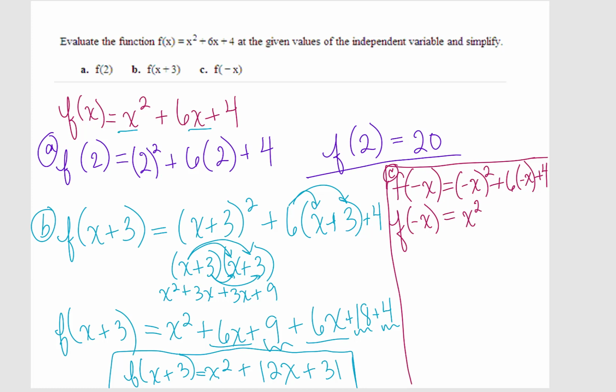I definitely would make sure that when you're plugging values in for your x in a function that you put it in parentheses. It's just a good habit to have, especially when you have these negatives. Okay, positive 6 times negative x is negative 6x, and then plus 4. Let me write that a little bit neater. There we go. x squared minus 6x plus 4.